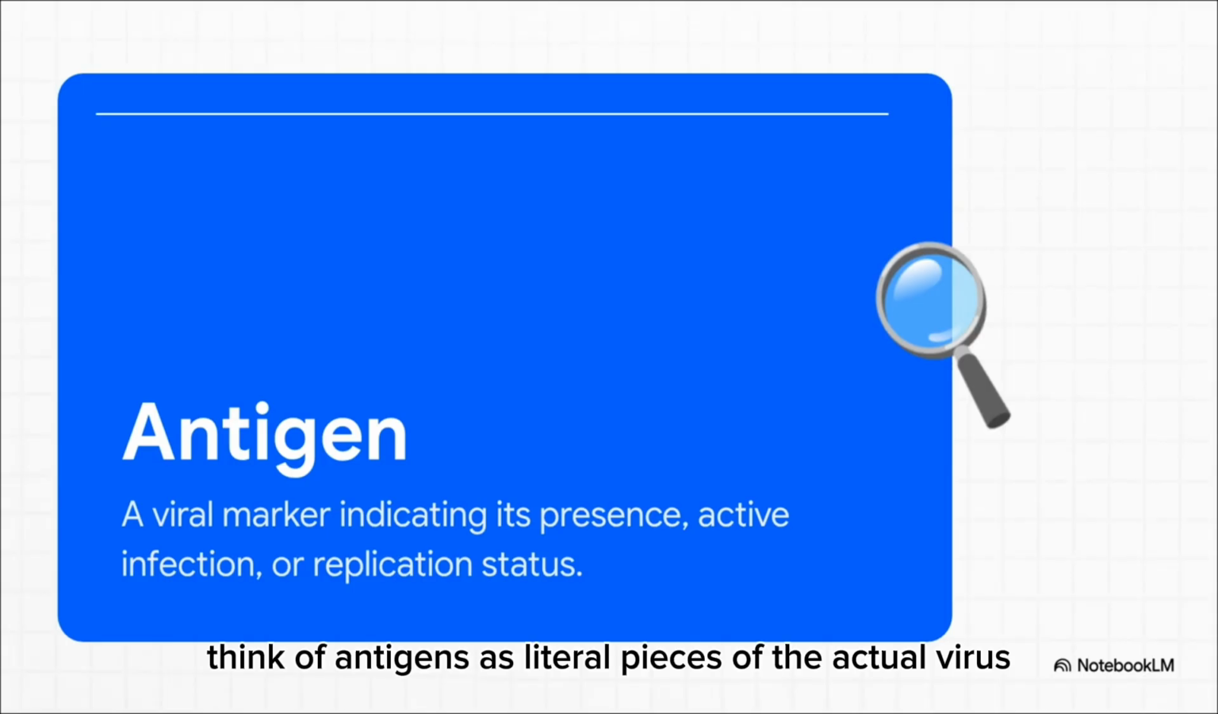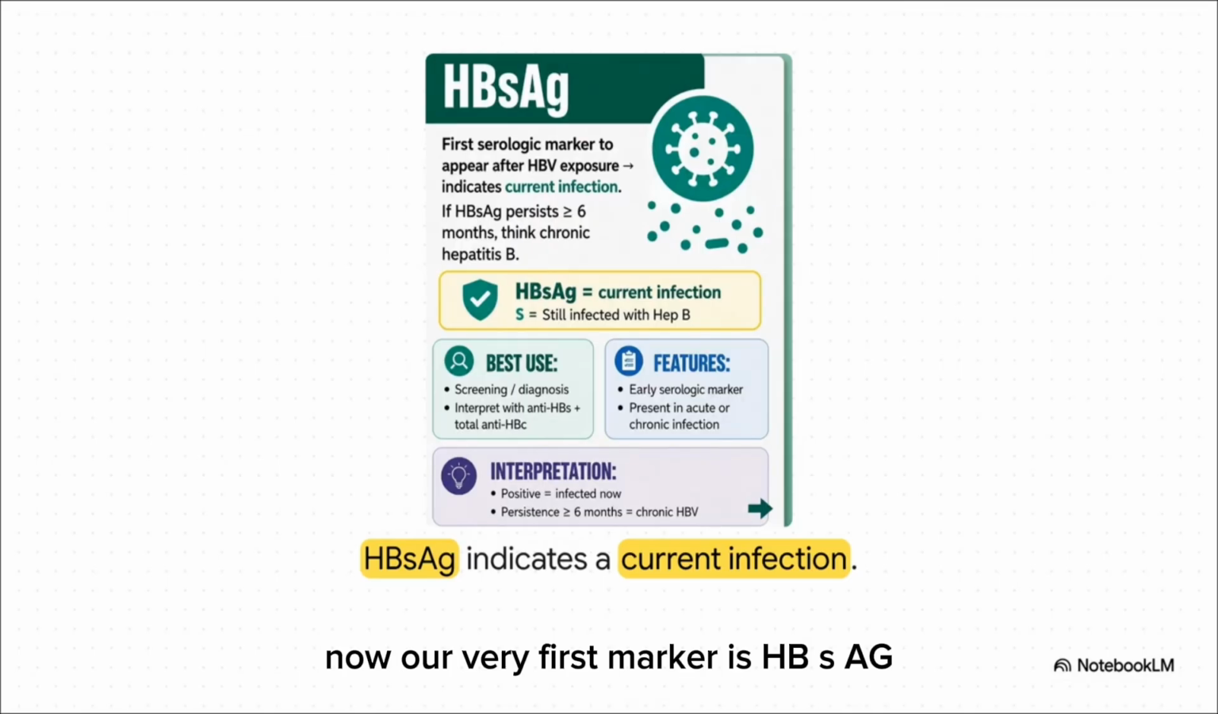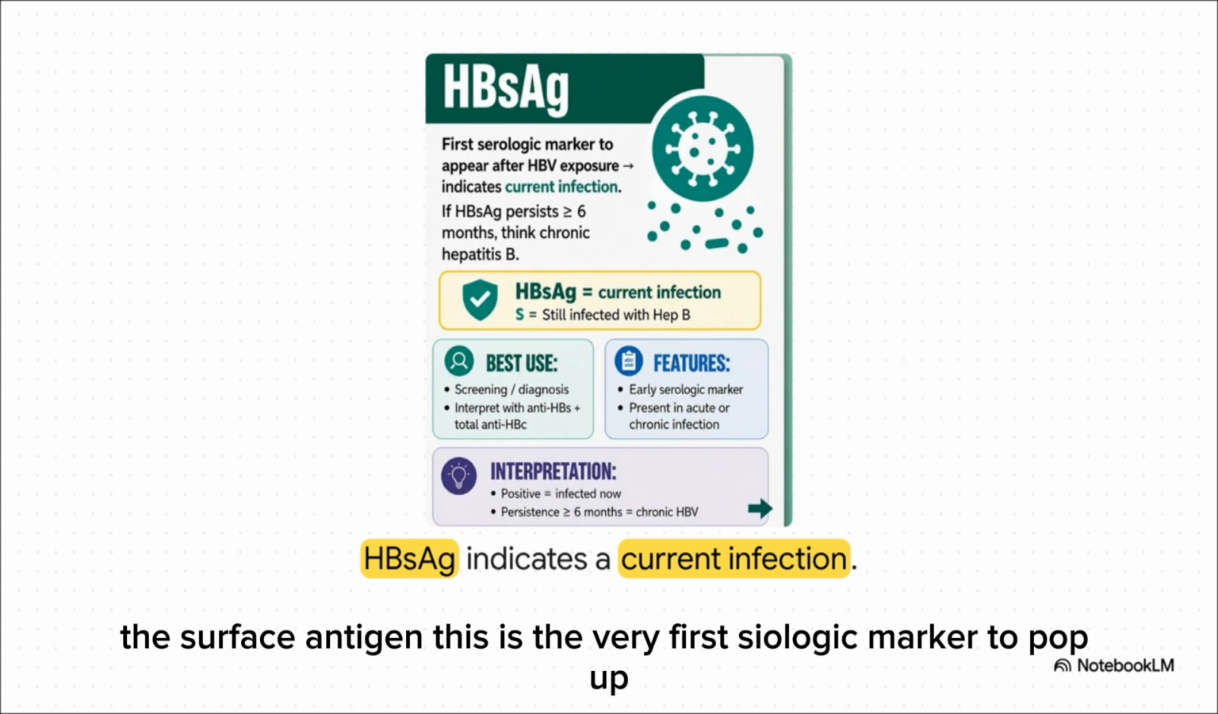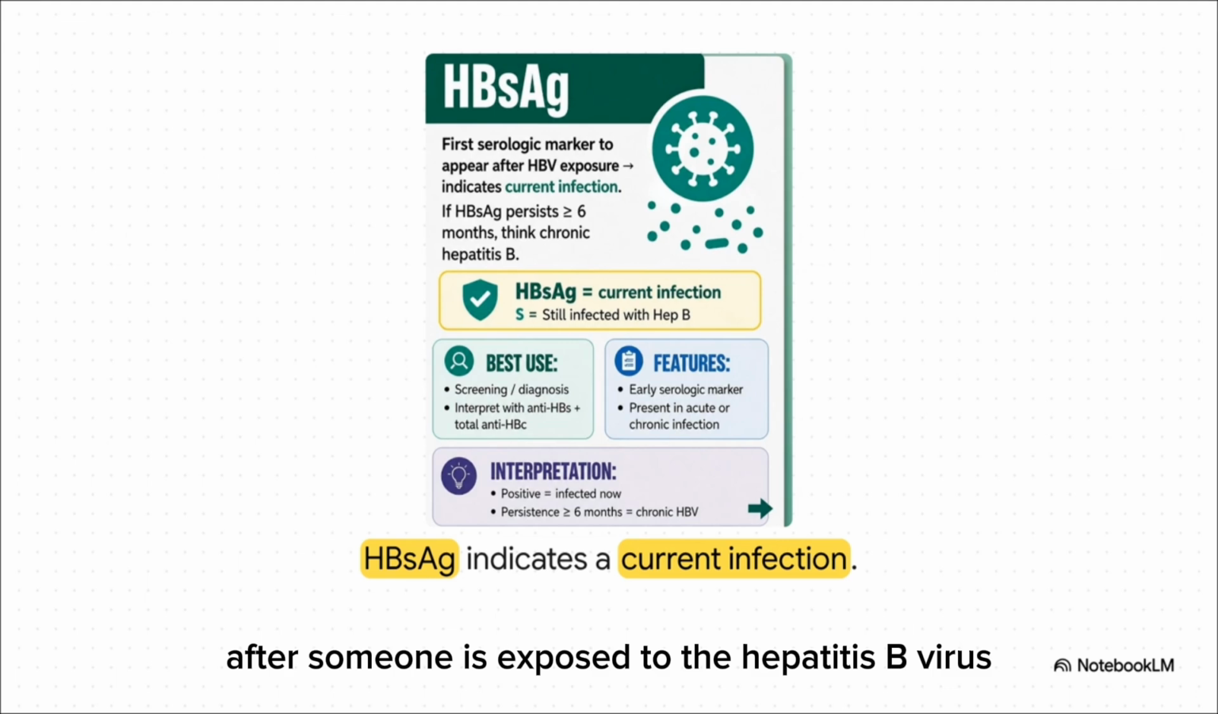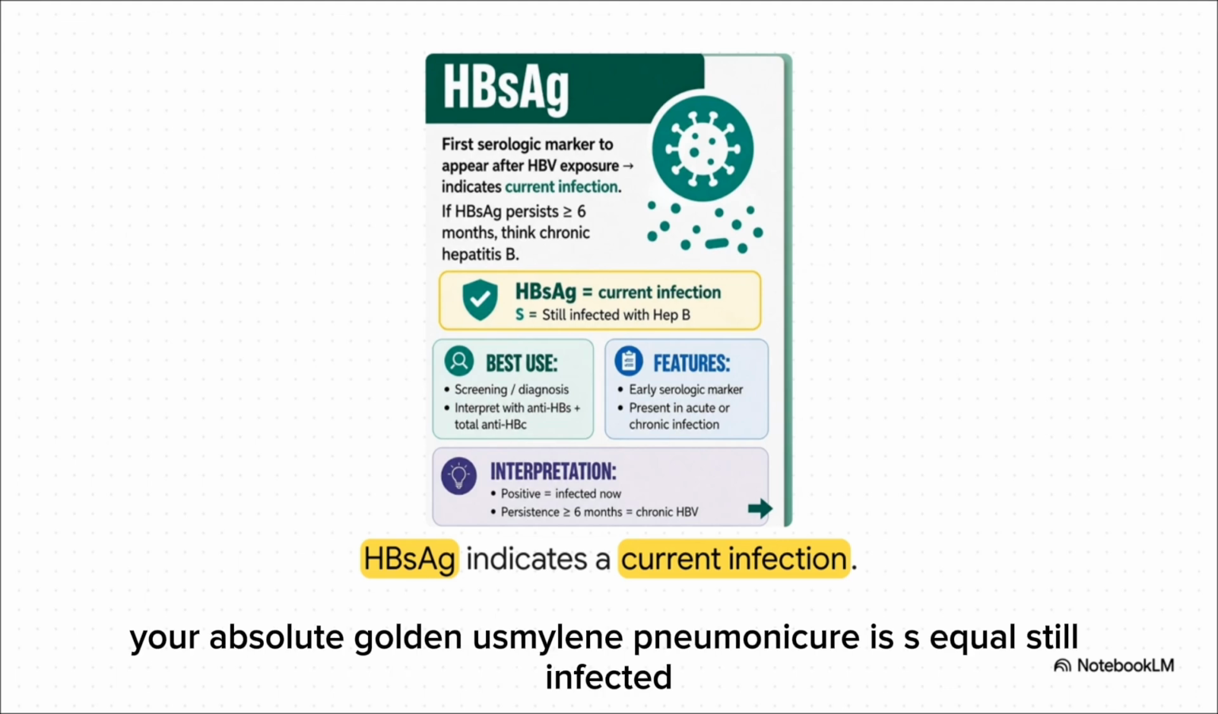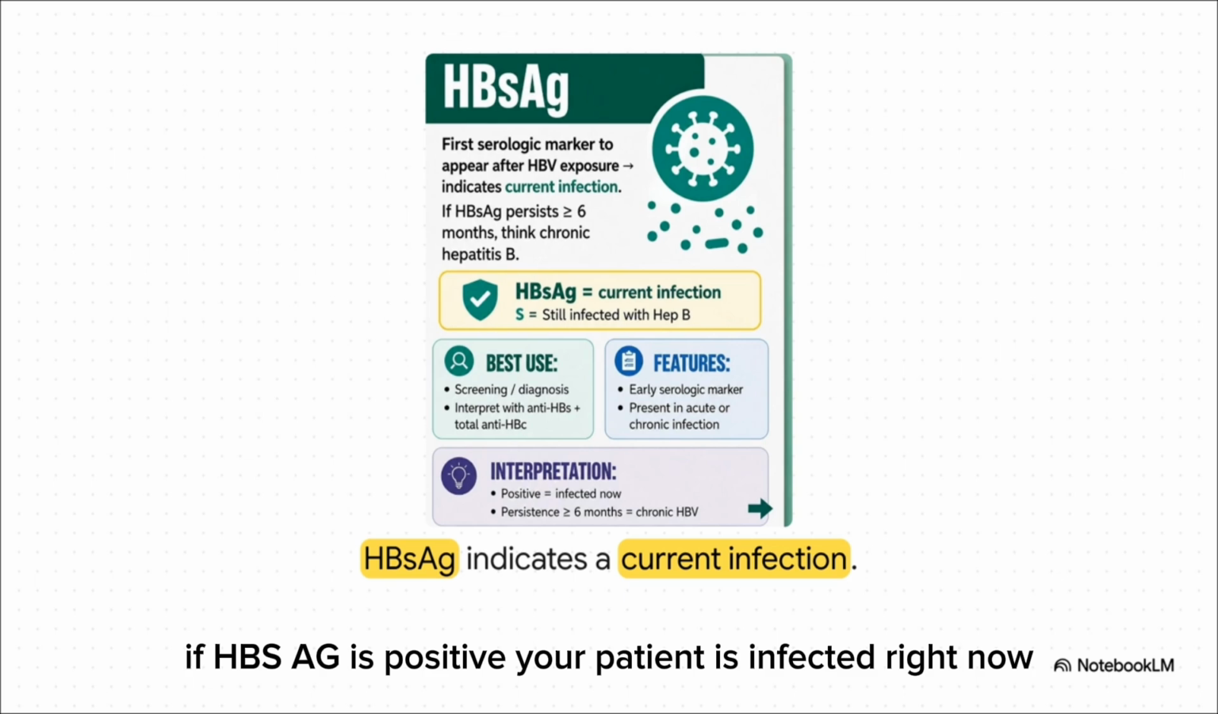Think of antigens as literal pieces of the actual virus. When these guys show up in a patient's lab results, it means the virus is active right there on the scene. It's essentially the footprint of the invader. Now, our very first marker is HBsAg, the surface antigen. This is the very first serologic marker to pop up after someone is exposed to the hepatitis B virus. Your absolute golden USMLE mnemonic here is S equals still infected. If HBsAg is positive, your patient is infected right now.